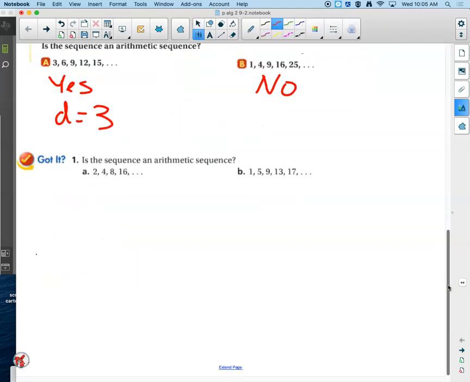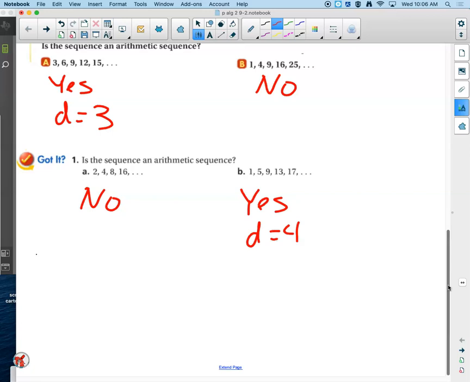All right, let's look at, is the sequence an arithmetic sequence for these? So take a look at A. Arithmetic? No. Add 2, add 4, add 8. Definitely not adding the same thing every time. Take a look at B. It is, isn't it? But they're not adding a positive number. Or are they? Okay, so what are we adding?